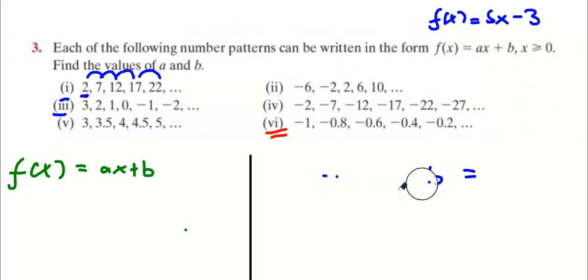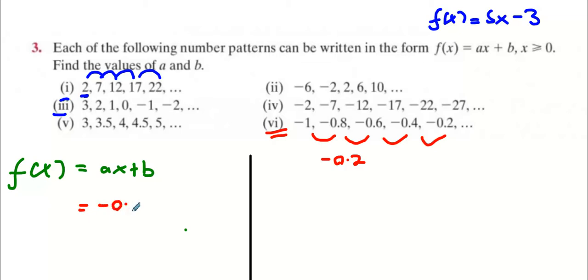And the reason why we know it's linear is that it's the same gap between every one. Everybody agree with that? Now, this is a gap of minus 0.2. Whatever the gap is, always comes in front of the x. So we already know it's minus 0.2x plus b. The next thing we need to do is test one of the terms.